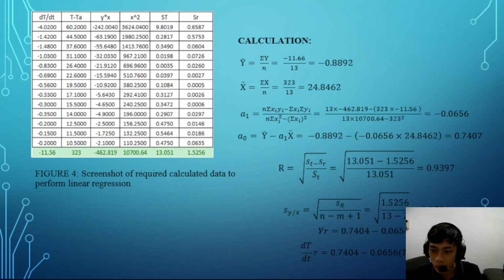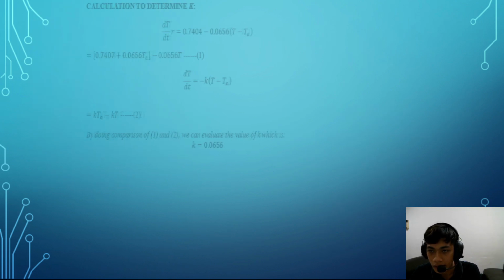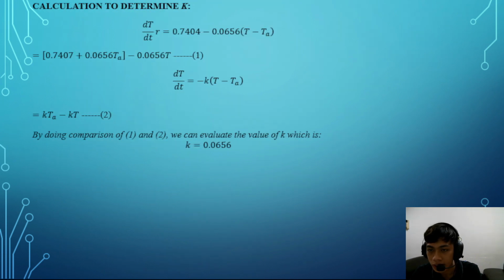Once we obtain this equation, we can evaluate the value of k by comparison with the original equation. The original equation is dT over dt equal to negative k times T minus Ta. First, we will have to expand this equation, and by that we can do the direct comparison. So for room temperature, our k is equal to 0.0656. And for question 2, I will pass it to Wai Keat.